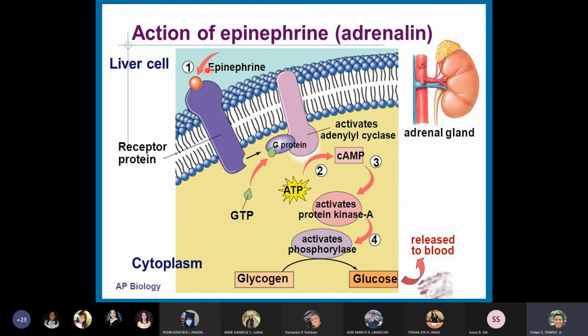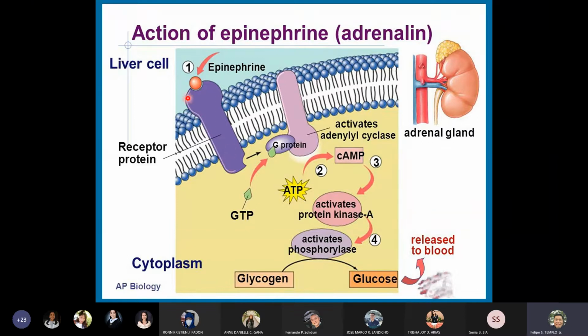So epinephrine will bind to your receptor protein, which is a transmembrane protein across the cell membrane of your liver. So it will bind here. It cannot cross the inside of the cells because this is hydrophobic, but it has a binding site here. So the first step is this epinephrine will bind to your receptor protein. This can be an alpha or beta receptor.